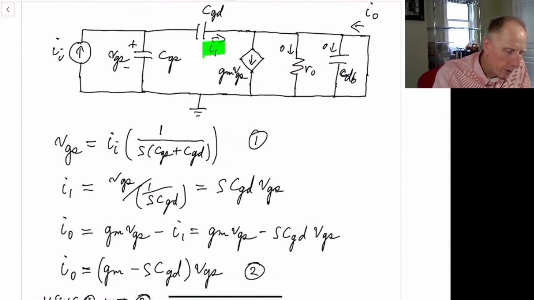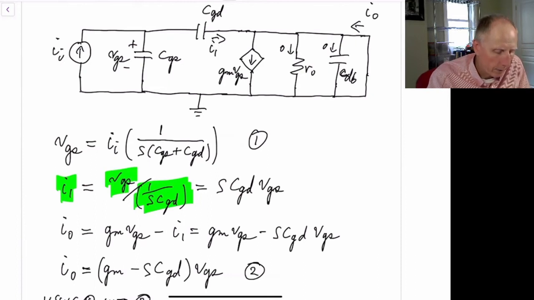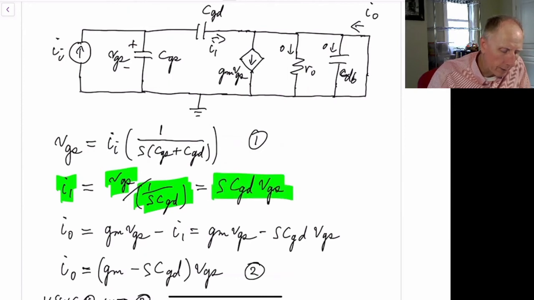Next, we can write this current here, I sub 1, the current through the gate to drain capacitance, which is just equal to the voltage across it. That will be VGS, because the right hand side is connected to ground, and the left-hand side is VGS. So I sub 1 is VGS divided by the impedance of that capacitance, which is just 1 over S times CGD. So we can rewrite that as I sub 1 is equal to S times CGD times VGS.